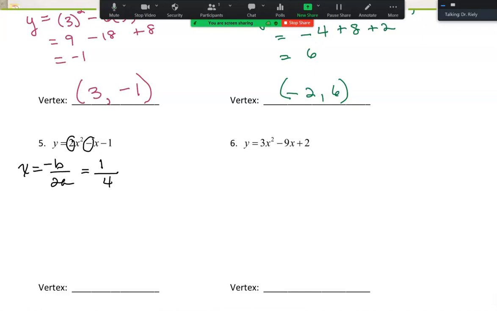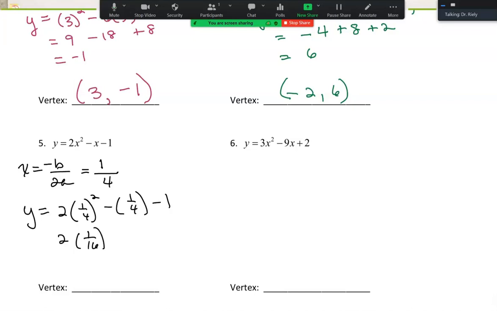Okay, let's get rid of those as we try to figure out what the y is. Keep it as a 1/4. Don't change it into a decimal. 2 times 1/4 squared minus 1/4 minus 1. 1/4 squared is 1/4 times 1/4, which is 1/16. Minus 1/4 minus 1.